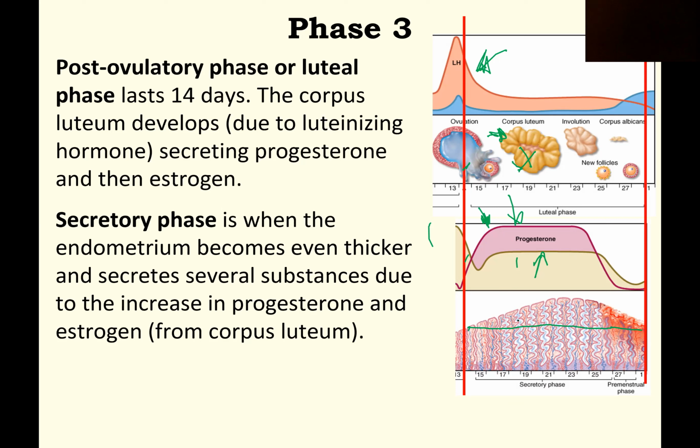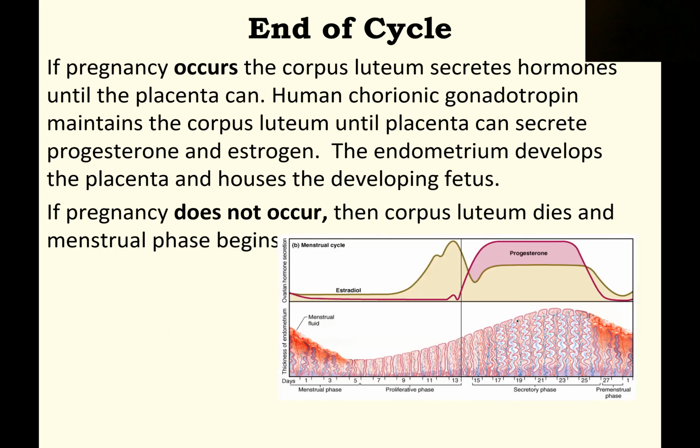Okay, so then what happens? It depends on what happened back close to ovulation. So if pregnancy occurs, if fertilization takes place, the corpus luteum is going to be maintained so that it can secrete progesterone and estrogen. Another hormone that's secreted is the human chorionic gonadotropin.